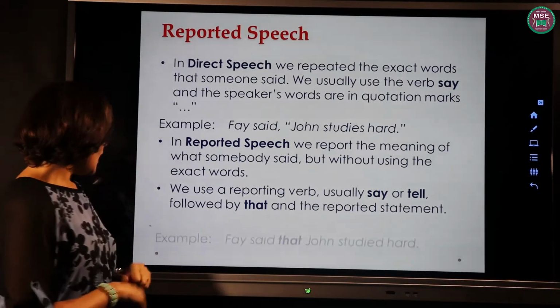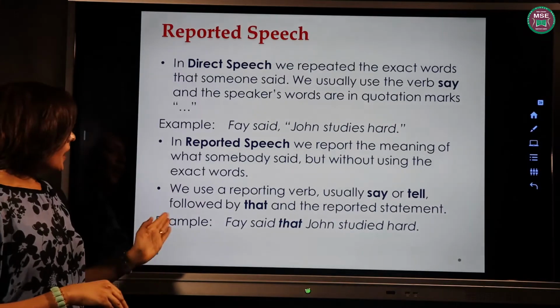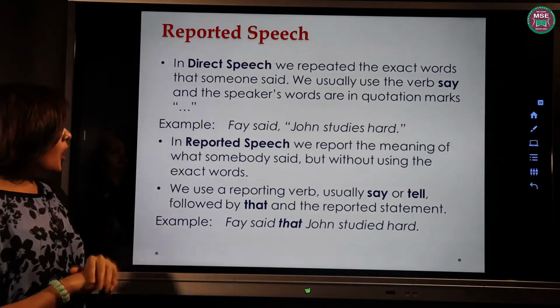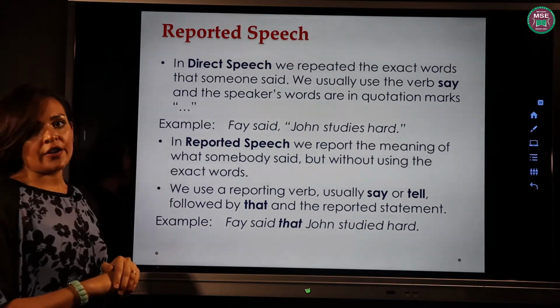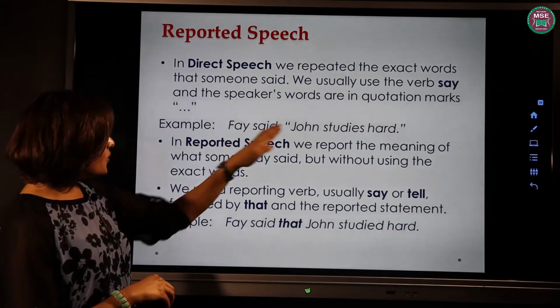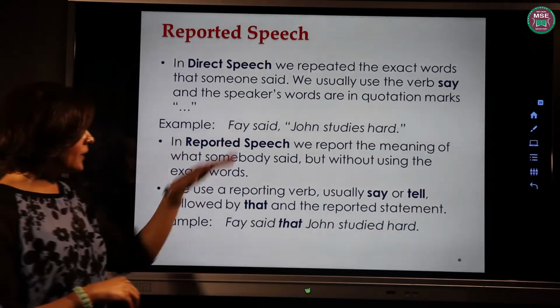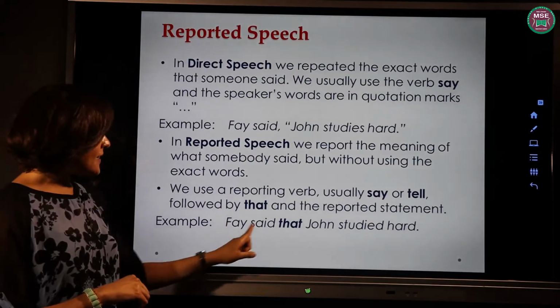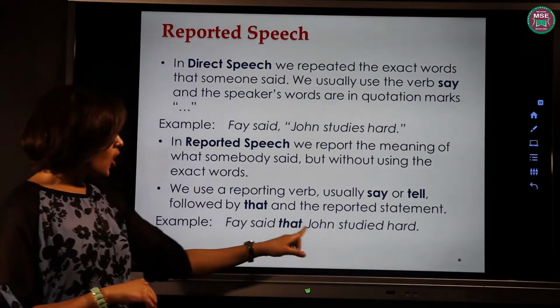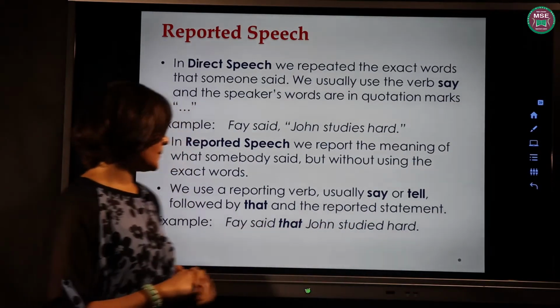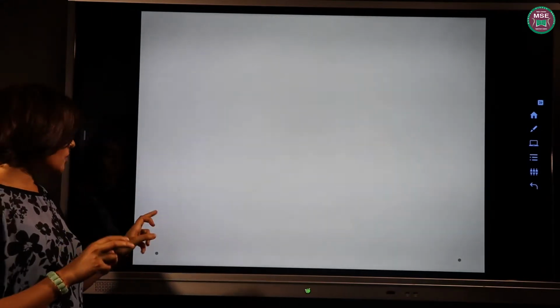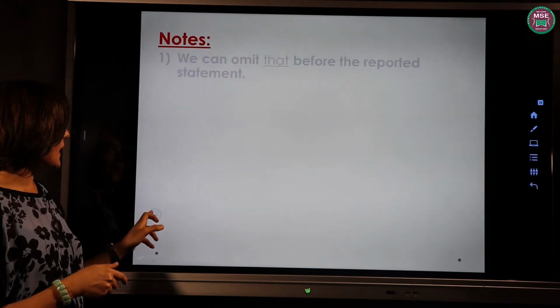Okay. For example, the same example as up, I took it and make it in indirect way. Faye said, "John studies hard." It will be in the indirect: Faye said that John studied hard. So we omit the quotation marks and use that instead.